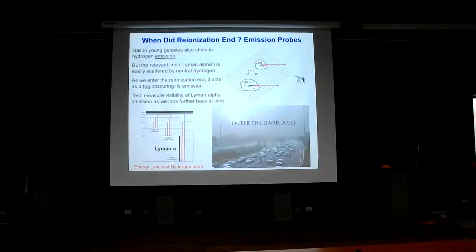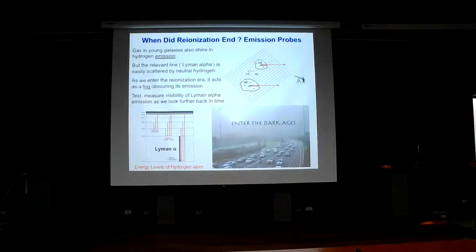It's very, very bright. And when this line is produced in an ionized bubble, it's not scattered. It travels to the edge of the bubble and escapes. But if the line is emitted in a neutral region, it's what we call a resonant line, and it's easily scattered, and so it becomes very, very hard to see. So it's a complex idea.